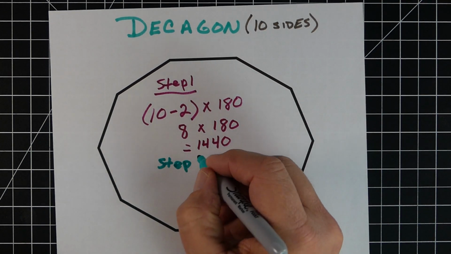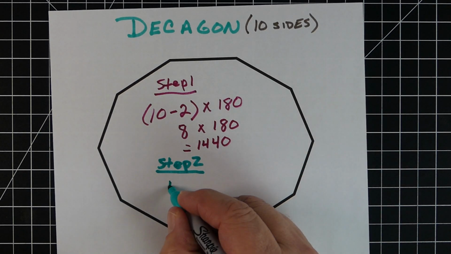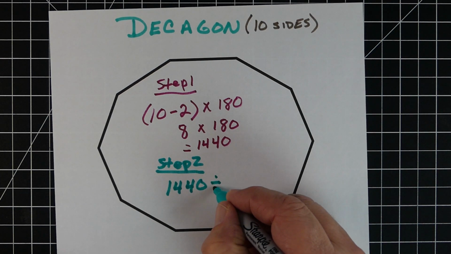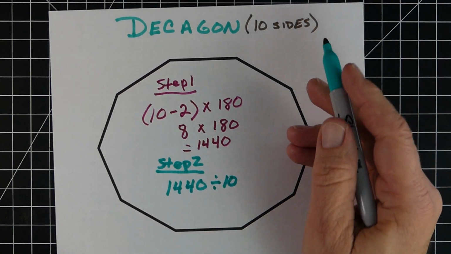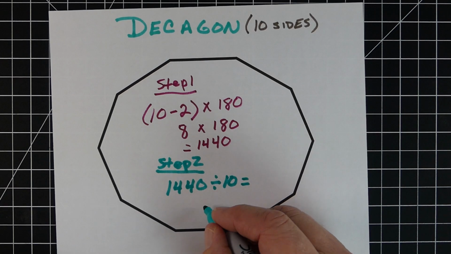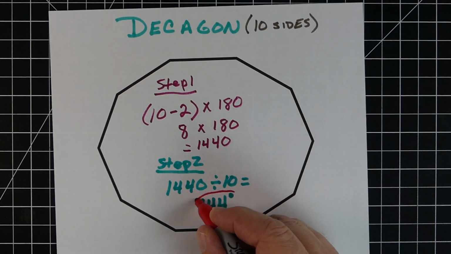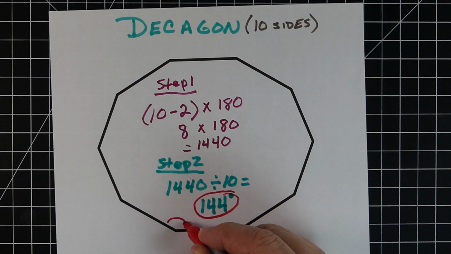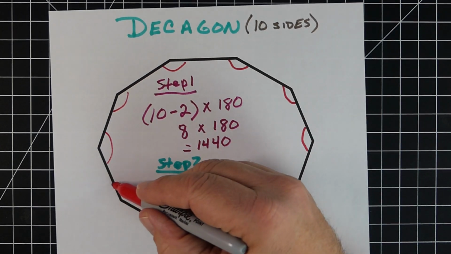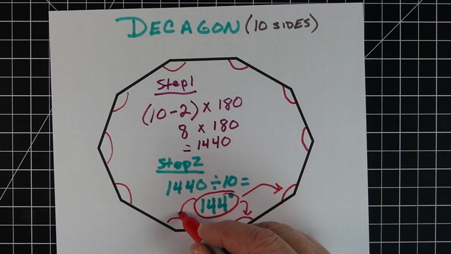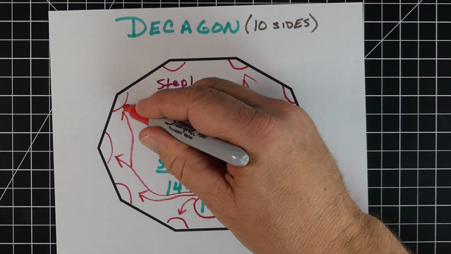So now that takes us to step 2. We take that 1,440 degrees and we're going to divide it by the number of sides. In this case, there were 10 sides, so we'll divide by 10. And when we do that, we're going to come up with 144. So each angle of this decagon would have a total measurement of 144 degrees. So each one of those, all the way around here, 144 degrees.